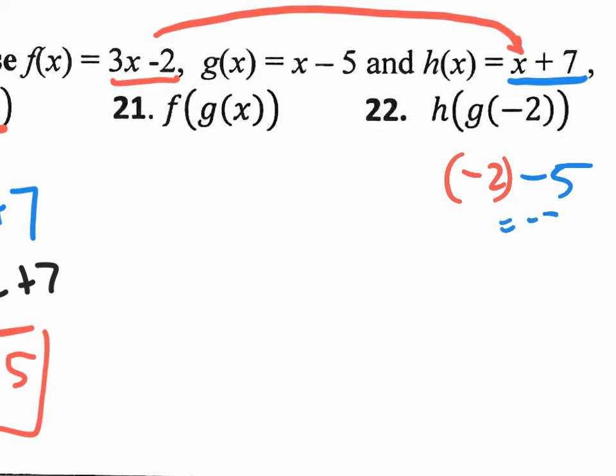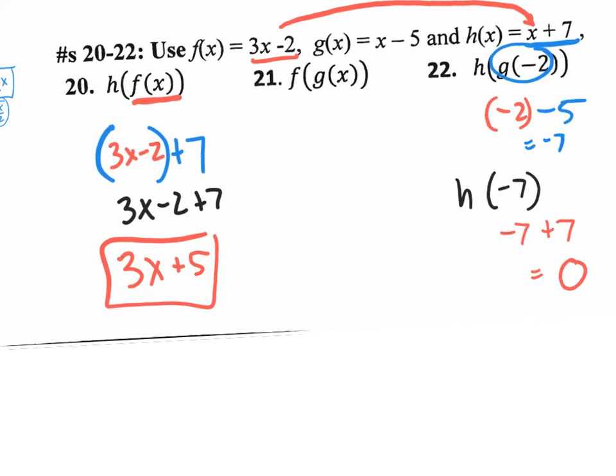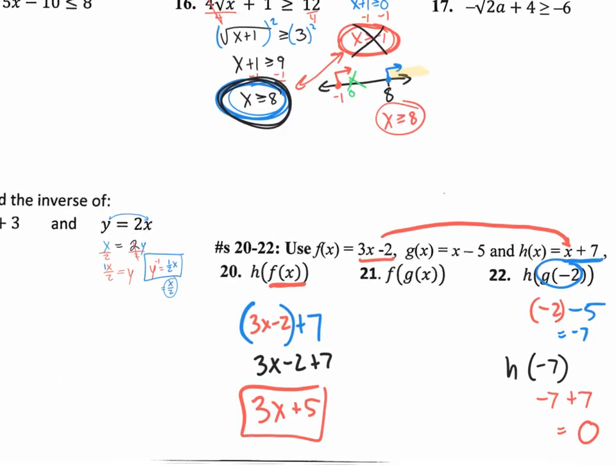So this right here is really -7. My new problem is really h of -7. So I need to go to my h function and plug in a -7 right there. It's going to say -7 plus 7. What's -7 plus 7? Zero. Did I just say that in Spanish? If you don't know Spanish, it's all right. If you do, I'm sorry. Let's move on to the back side.